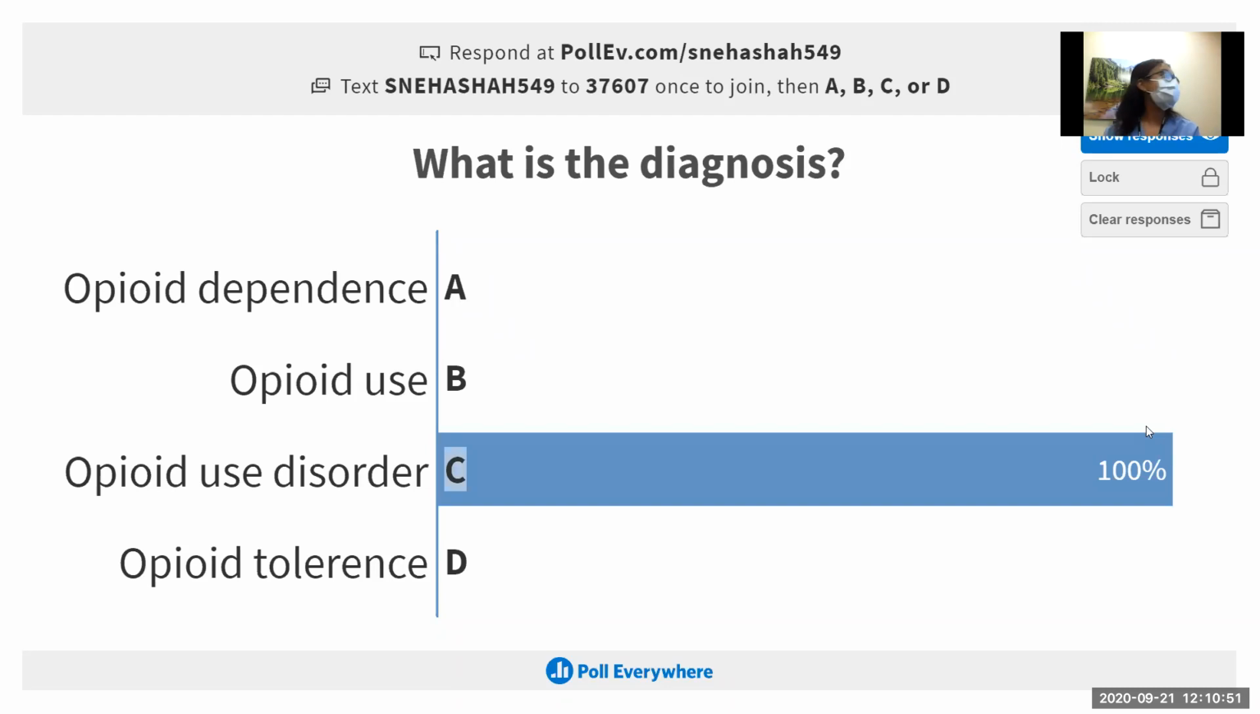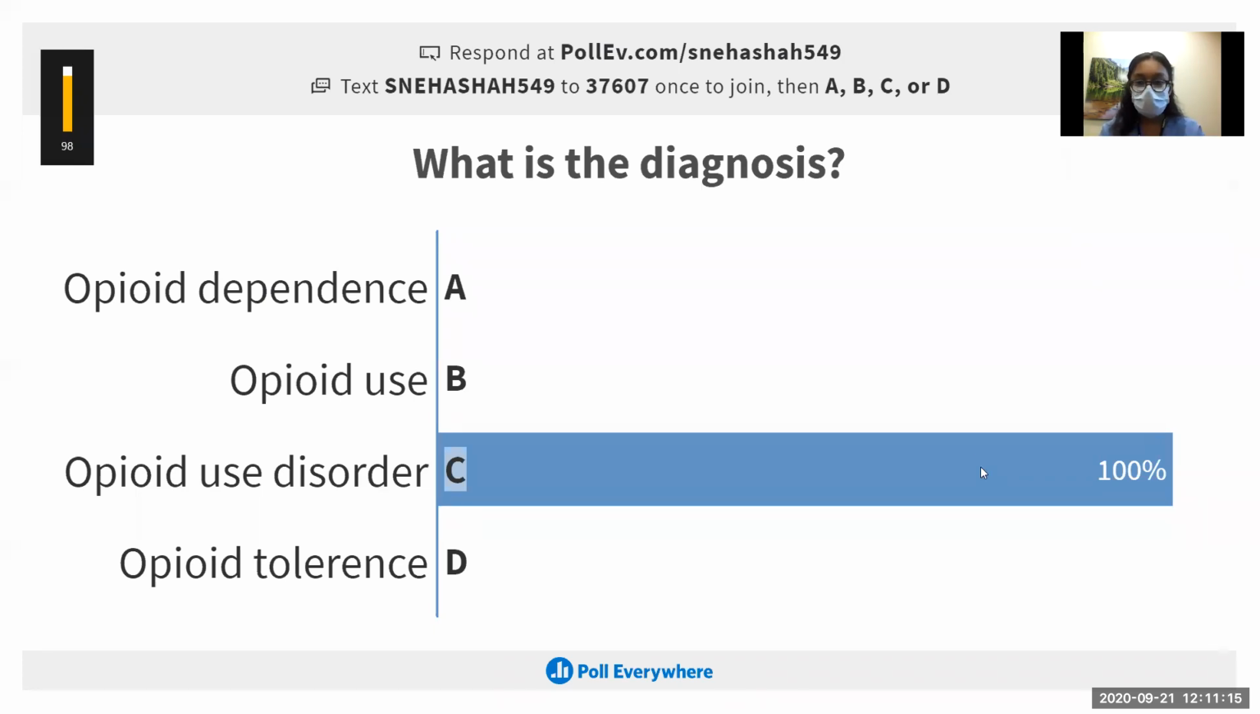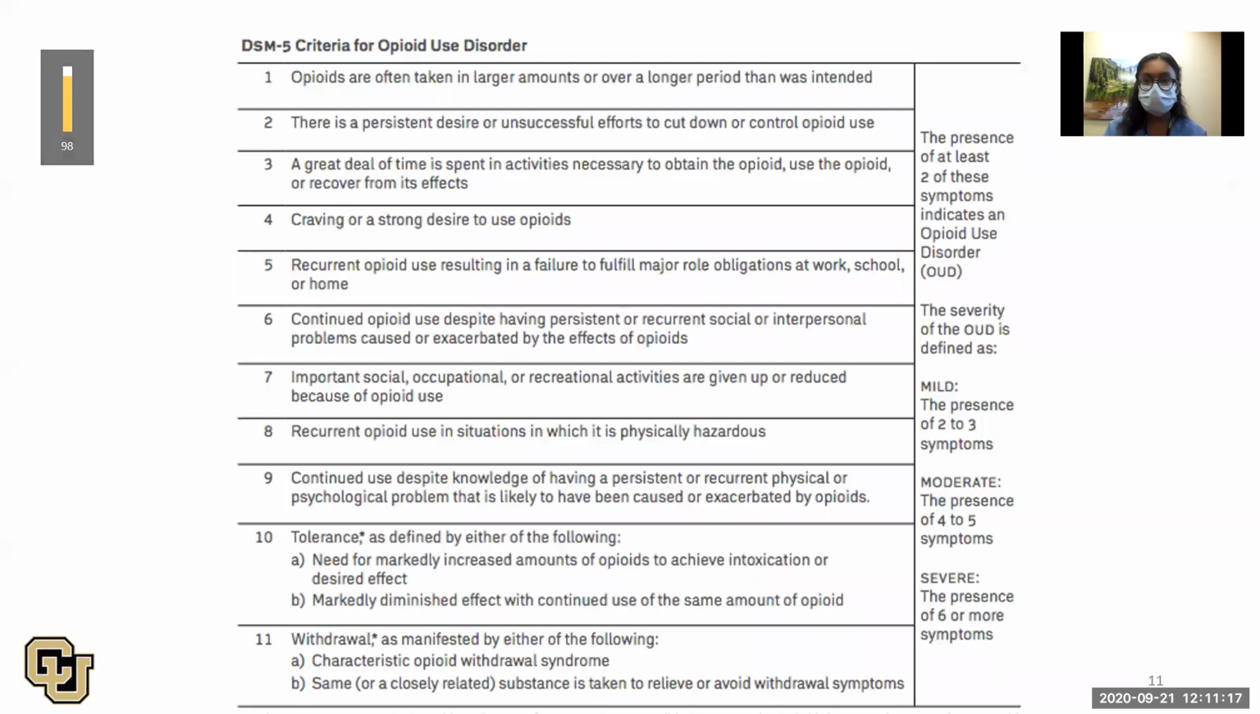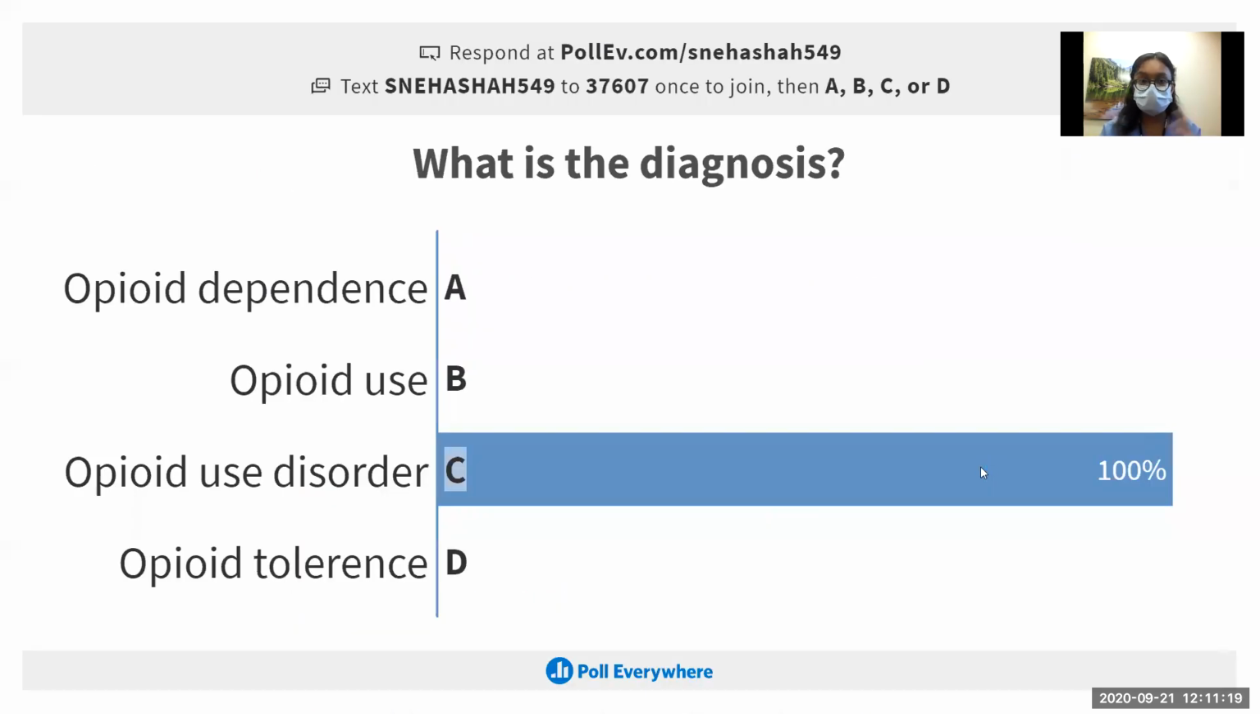C, okay, opioid use disorder. Okay. Does anybody disagree with that here? Do you guys think he has opioid dependence? Yeah, everyone's nodding their heads, but they think the diagnosis is opioid use disorder. Awesome. So now we're gonna have Dr. Block go through what the differences are between these terms and how we define opioid use disorder.